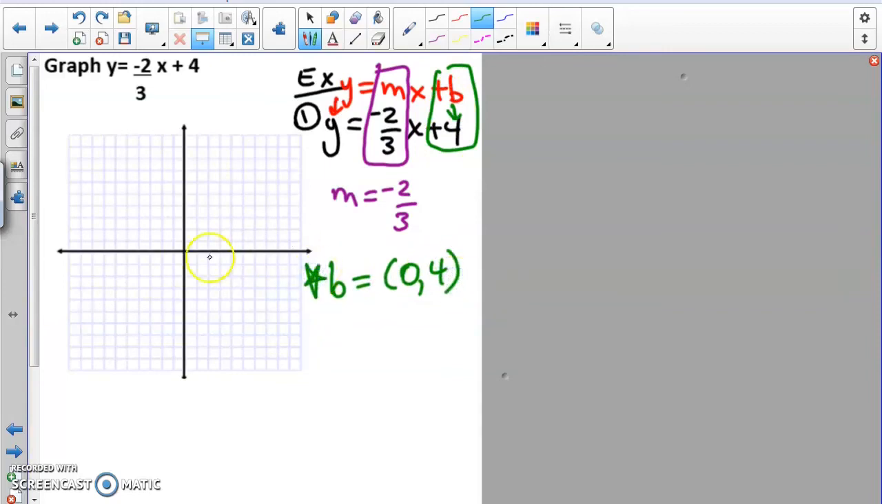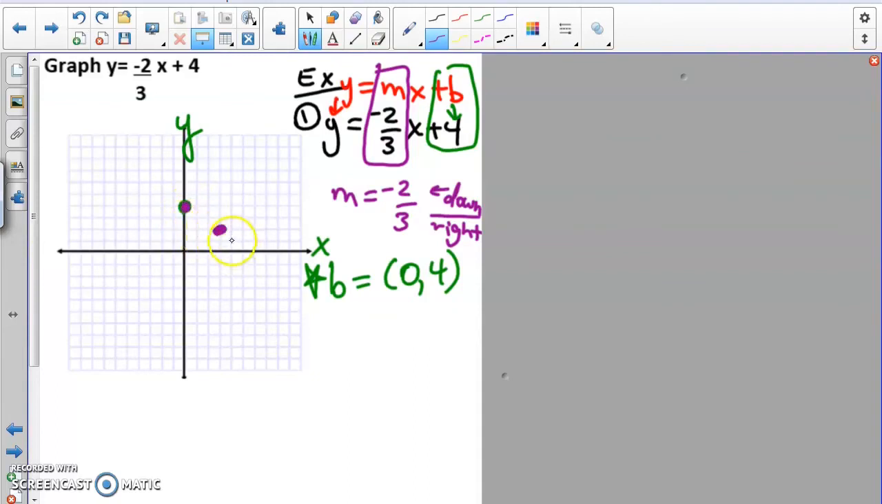So make your coordinate plane. Label your axes. X runs horizontally, y runs vertically. And remember, b is your point on your y-axis. So we go to 0, which is the origin, then up 4: 1, 2, 3, 4. Now from here, we're going to use our slope. Because the 2 is negative, that's going to send us down and right. So from this point on our y-axis, our b, we go down 2, 1, 2, and then right 3, 1, 2, 3.